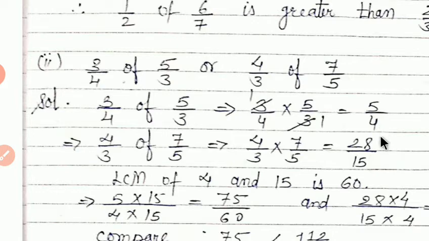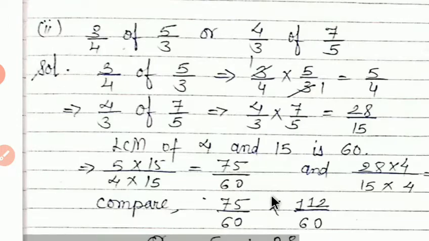But you can see it is 5 by 4 and this one is 28 by 15. Here denominators are not same, so we cannot compare it. For comparing, first we have to make the same denominator, then only we can compare both the answers. So for making the same denominator, we have to take the LCM of 4 and 15. The LCM of 4 and 15 is 60.